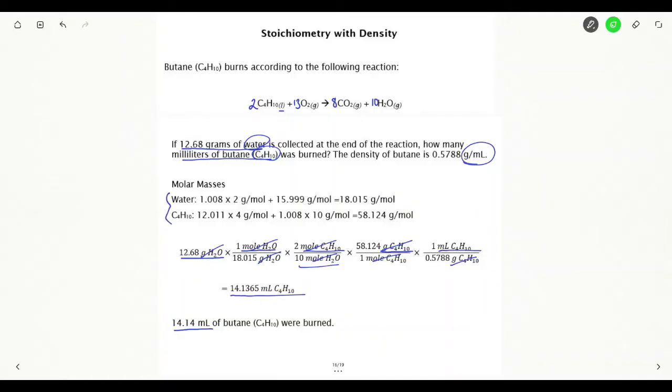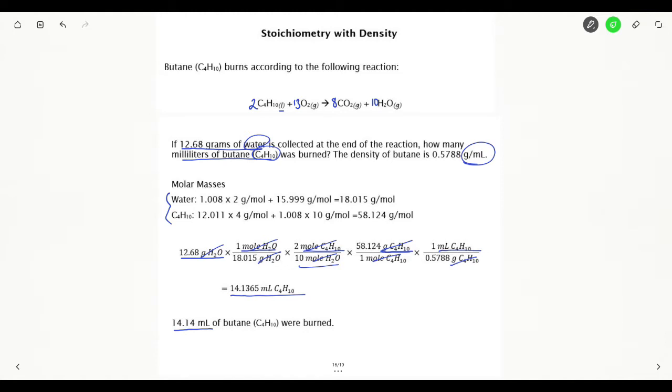Now that all of our calculations are finally complete, I'm going to show you how I determine my sig figs. Here's our first problem that we calculated when we were determining the milliliters of butane that were burned. Let's start with our molar masses.